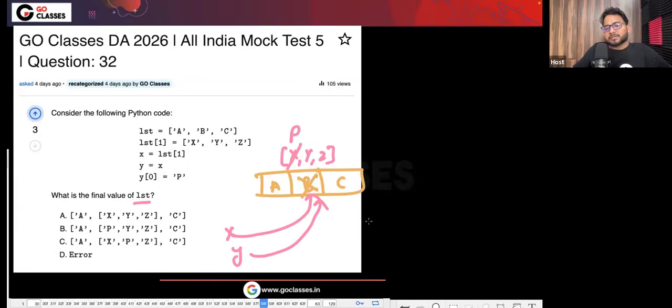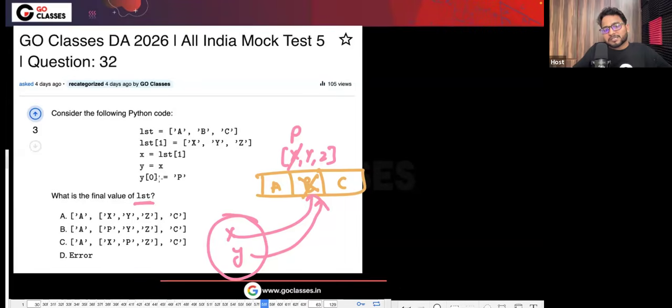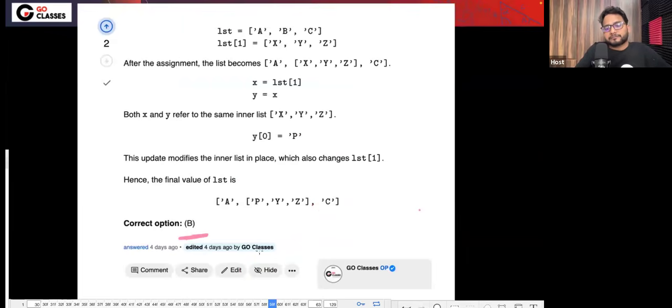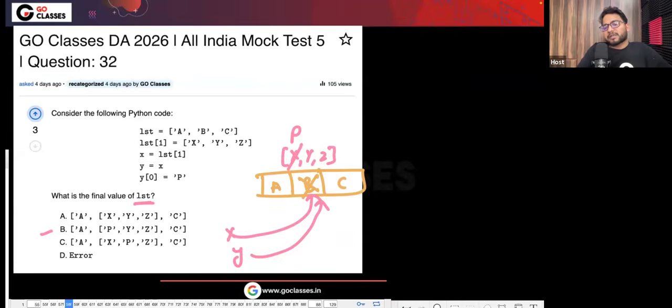Now they are asking, what is this list? Since in Python everything is an object, y is pointing to whatever x is pointing to. So basically list1 originally got modified. That's why the answer is B: A, P, Y, Z, and C. I hope you understood. That was an easy question, but it was solvable only by those who know that in Python everything is just a reference.